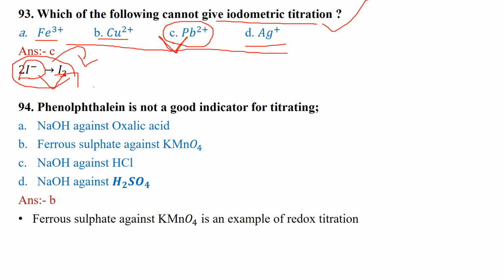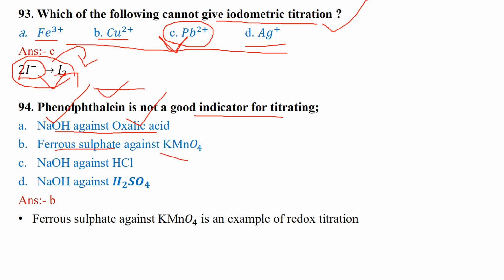This is important. Phenolphthalein is not a good indicator for titrating NaOH against oxalic acid, right? NaOH is a strong base and oxalic acid is a weak acid. So in a strong base versus weak acid titration, the salt will be basic, and in case of a basic salt, phenolphthalein could be easily used.